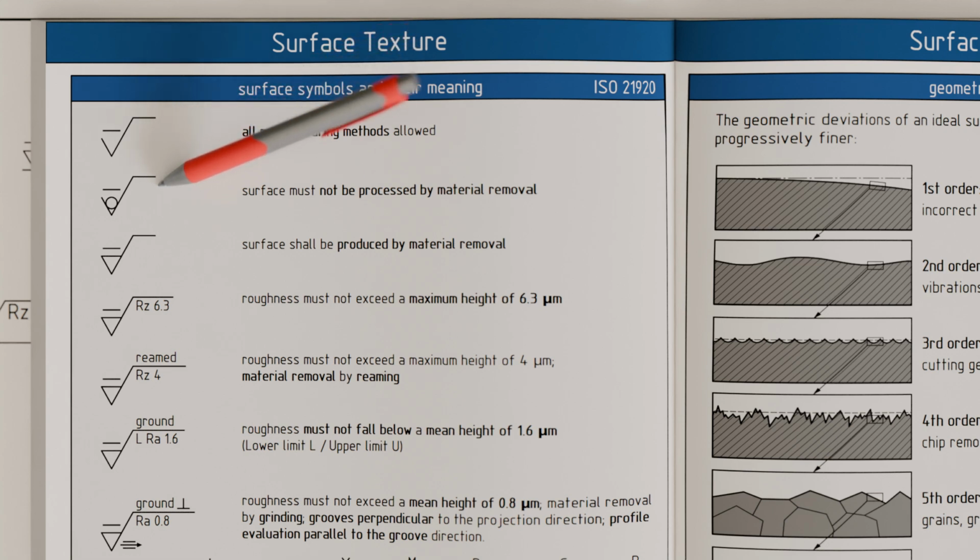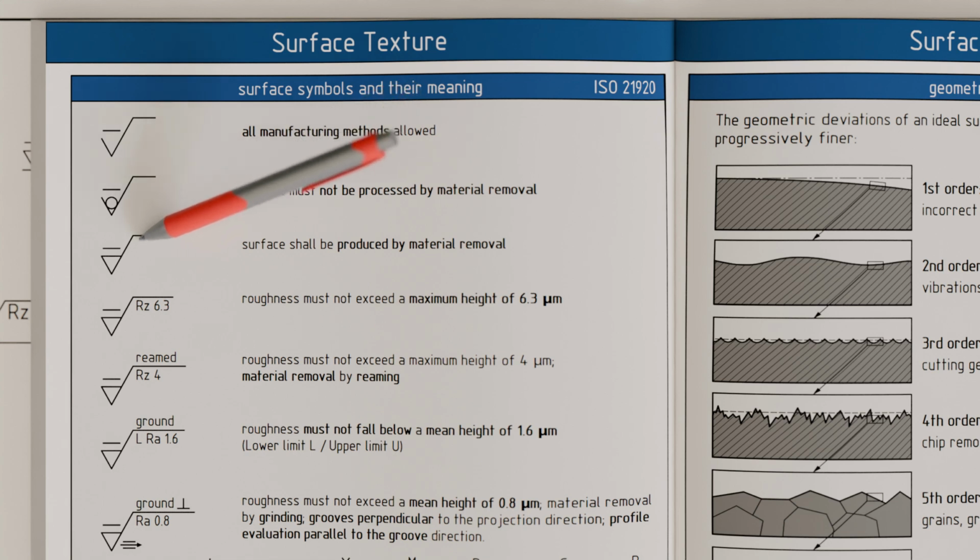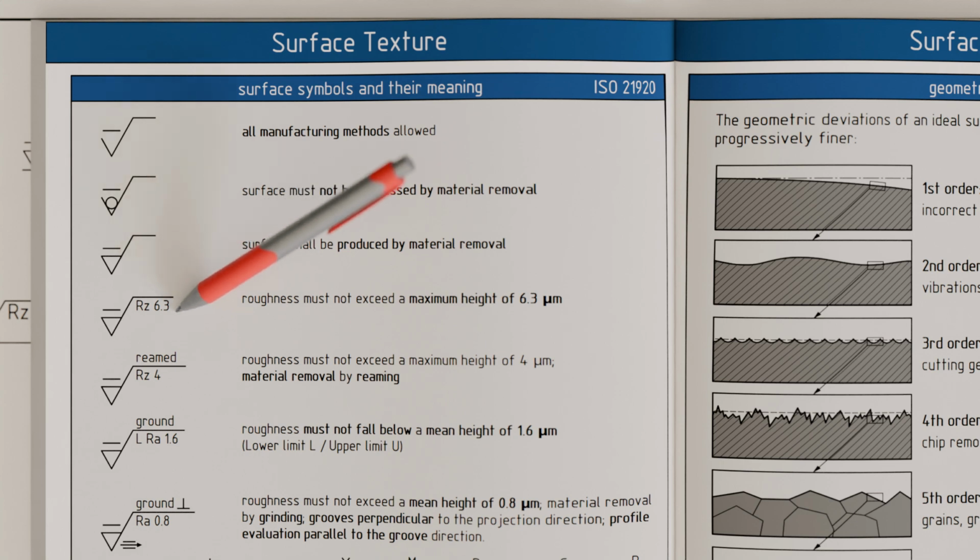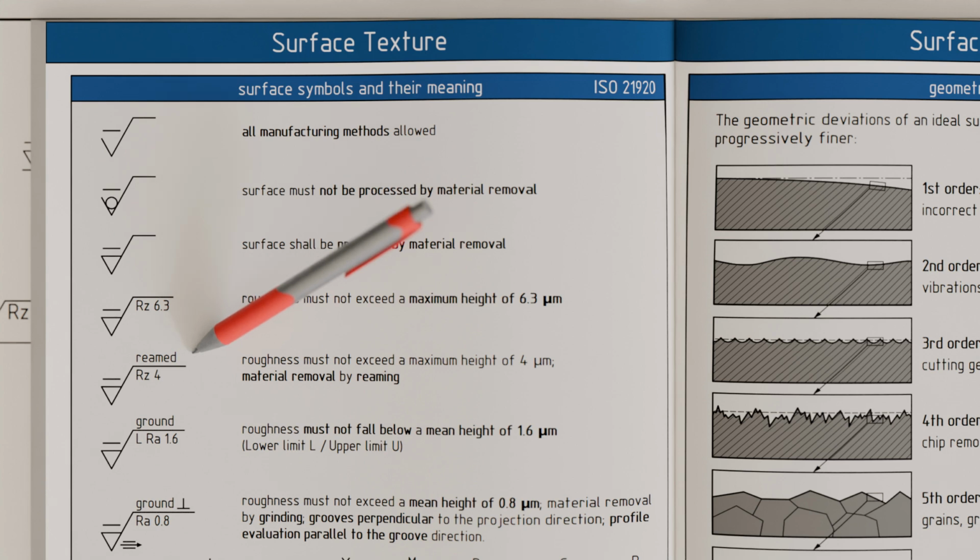If no material removal is allowed from the surface, a circle is placed inside the checkmark symbol. However, if the lower part of the checkmark is extended into a triangle, the surface must be produced by a material removing process. If the surface must not exceed a certain roughness, the corresponding roughness value is indicated below the checkmark. We will discuss the different parameters in more detail later. If the machining process to achieve the specified surface texture is also to be prescribed, it is indicated above the horizontal line of the checkmark.